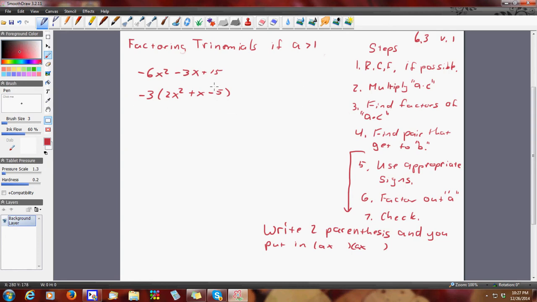I'd much rather work with a negative 5 than a negative 6x squared. So now, my A is 2, my B is 1, and my C is once again a negative 5. Well, it's a negative, but I don't care about that. So I say, what's my A times C? I'm going to get 2 times 5, which is 10. And like I said, it's really negative 10, but I don't necessarily care about that either. But my factors are nice. I get 2 and 5.